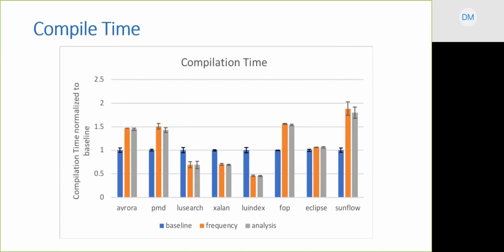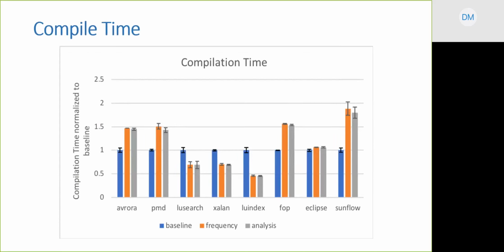Now, compilation time, again, this is normalized to 1. Lower is better, right? So, for example, LUSearch, the new inliner consumed about 70% of the compile time of the current inliner-based solution. In Sunflow, it was getting up towards 2x the compile time. And I'll comment on that afterwards.